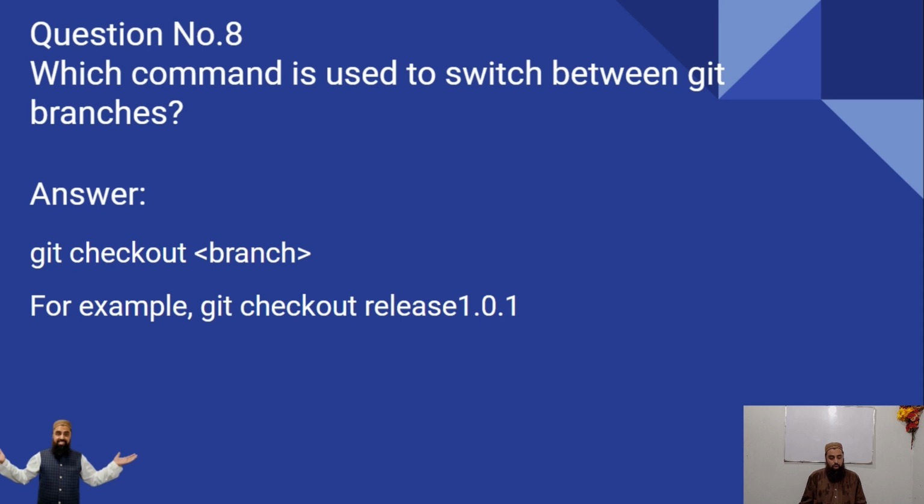Question number 8, which command is used to switch between Git branches? I have branches A, B, C, D, and I am at branch A and I want to switch to branch C or D. So git checkout and the branch name. Then we can switch between different branches, and git checkout is actually the command. And I have shared the example as well. Git checkout release 1.01. So for instance, I'm at the main branch and I can use this command to check out from the main branch or master branch to this branch.